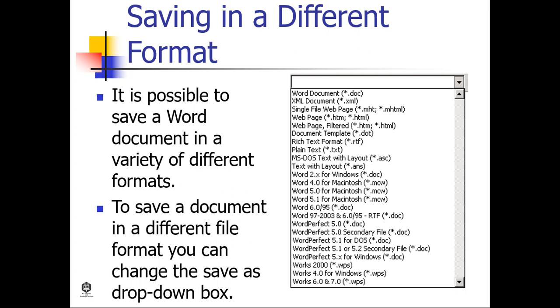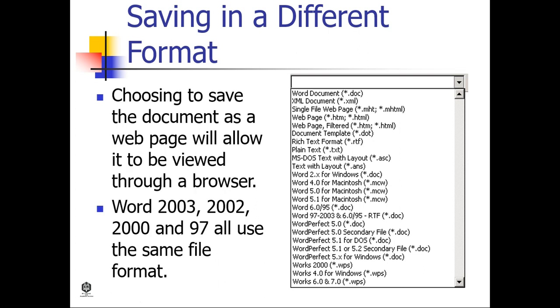How about saving in a different format? It is possible to save a Word document in a variety of different formats. To save a document in a different file format, you can change the Save As type drop-down box. Choosing to save the document as a web page will allow it to be viewed through a browser. Word 2003, 2002, 97 all use the same file format.